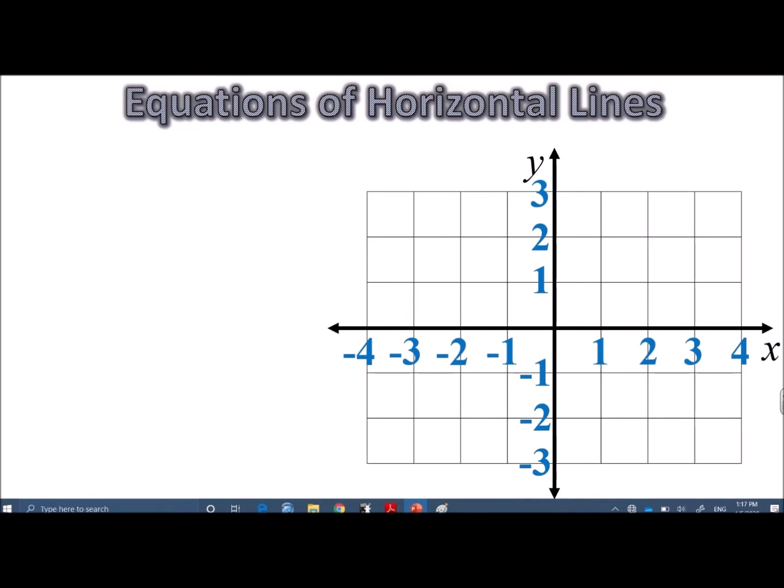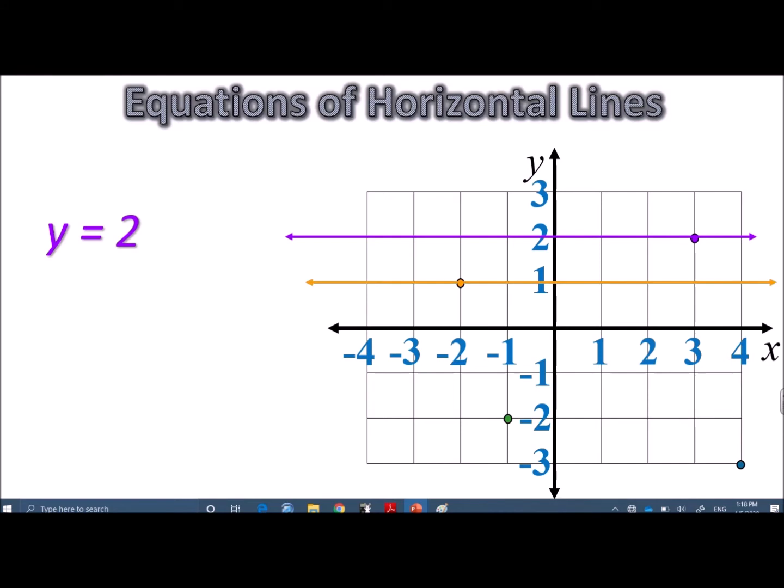Okay, equations for horizontal lines. So if we place some points on the coordinate plane, and we want to talk about the equation of the horizontal line that goes through the purple point. So there's this purple line that's going through that purple point, and all horizontal lines go through the y-axis. The equation for a horizontal line is y equal to whatever number it goes through on the y-axis. So the purple line goes through the point 2 on the y-axis, so the equation is y = 2.